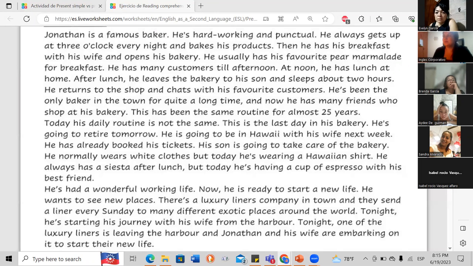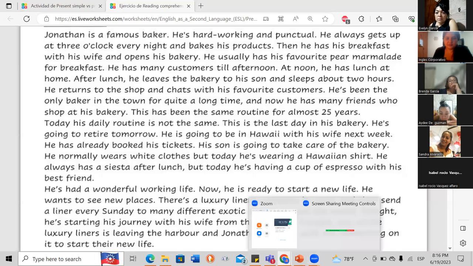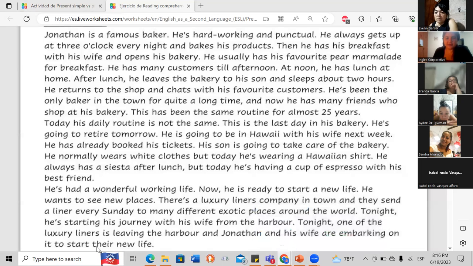¿Solo leerlo, teacher, o decir lo que entendemos? At this moment, just read it, because I want you to practice the pronunciation. Then we're going to check the comprehension, okay? Después vamos a revisar lo que han comprendido. If you have questions about vocabulary, please let me know.